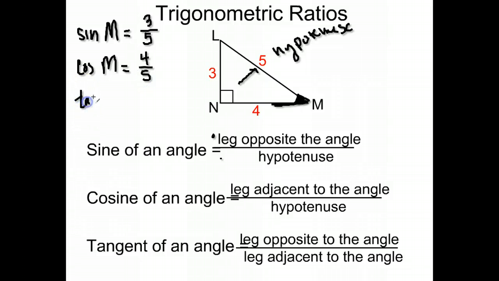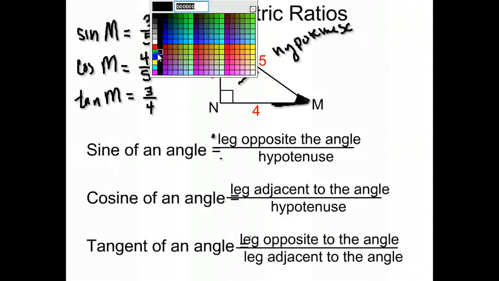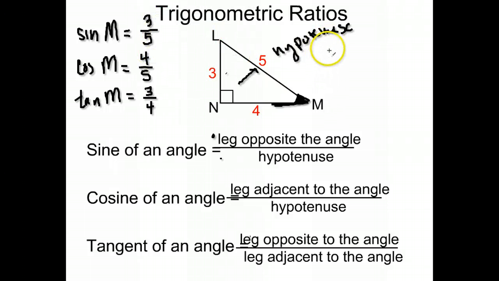And finally, the tangent of M. Okay, tangent of an angle is the opposite leg over the adjacent leg. So we start again. Here's our angle. The leg opposite or across the figure from it is length 3. The leg adjacent to it is length 4. Notice the hypotenuse is not involved at all in the tangent. Okay, let's do the same now, but let's work with angle L this time.